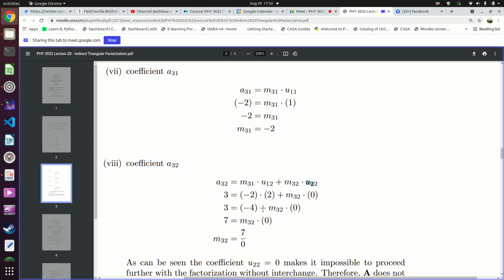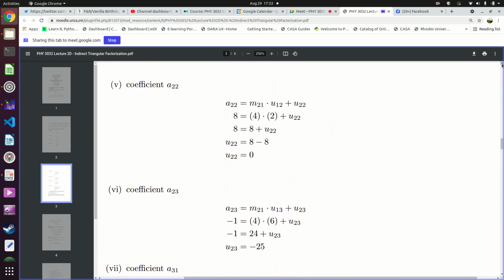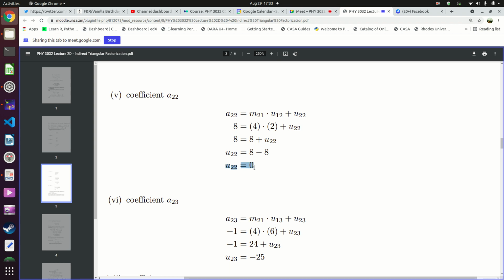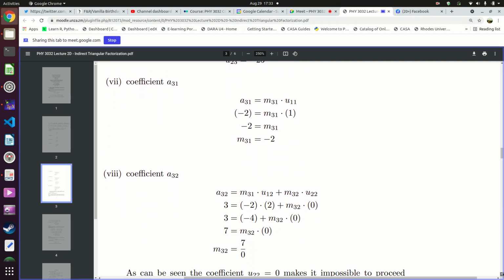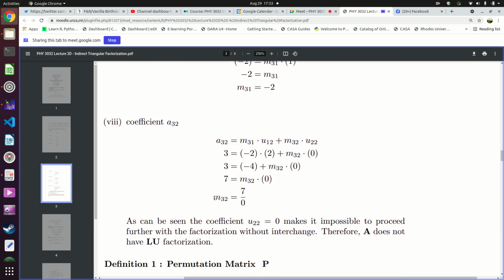Then you see there's already a problem here. If you take this side to this side, you end up with 7 equals M32 times 0. If you try to work out your M32, you end up with M32 equals 7 divided by 0. You see this? So that's where the problem starts. This problem shows up because this guy, U22, which is a diagonal element, is equal to 0. So the way things are, it's not possible to proceed with your factorization because you can't find the value of M32. Are we clear?